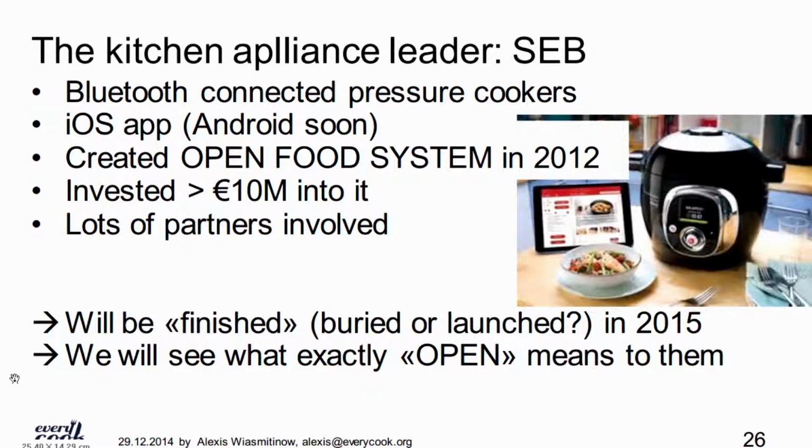Then we have Seb, a large manufacturer from France. They launched a few months ago, or maybe 1 month ago, the connected Cookeo. The Cookeo, they made 3 generations of an intelligent pressure cooker. The first one had 50 built-in recipes. The second one had a USB plug for USB keys to add more recipes. And now the new one has a Bluetooth connection.